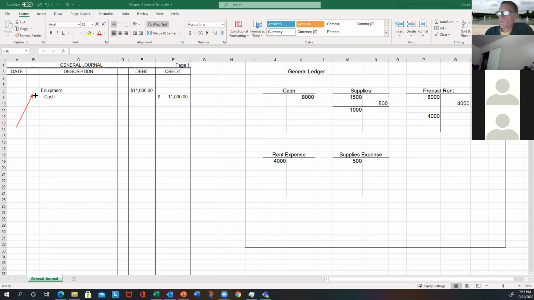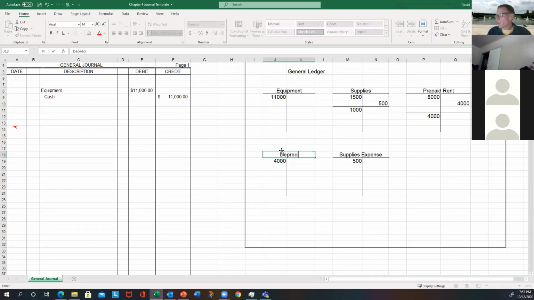So notice that this is what would happen. You buy the equipment, and of course you've got $11,000. And then in your ledger, let's say we have equipment, and let's say you posted it, and you got $11,000 in your ledger. Okay, so at some point in time, once you start to use that, eventually we're going to depreciate or allocate.